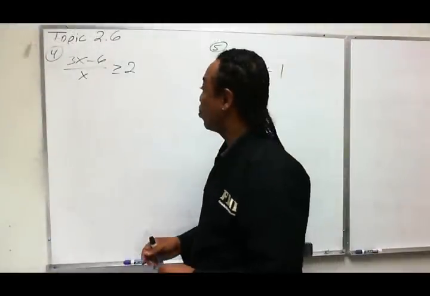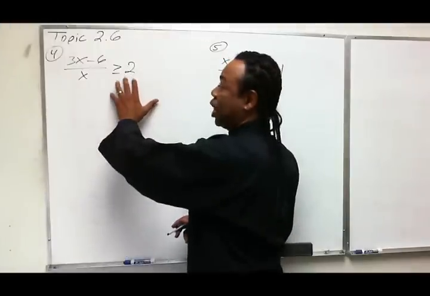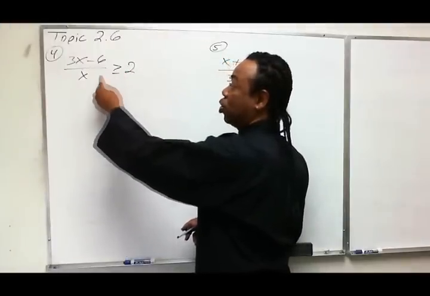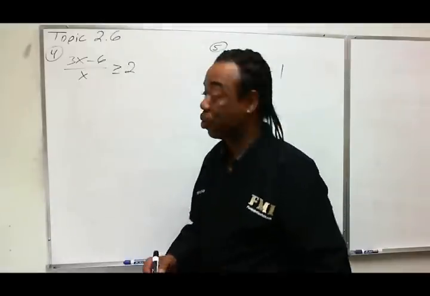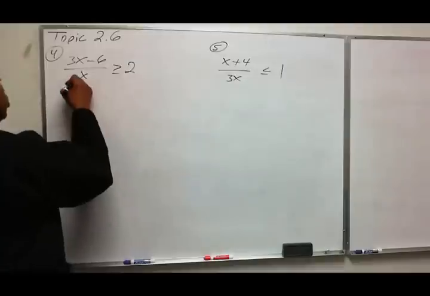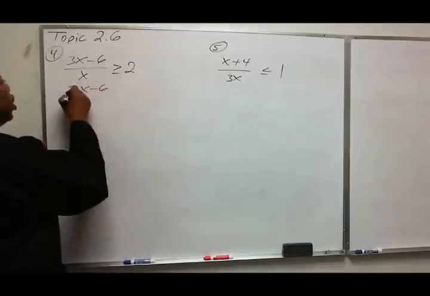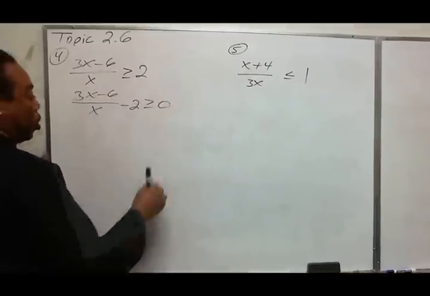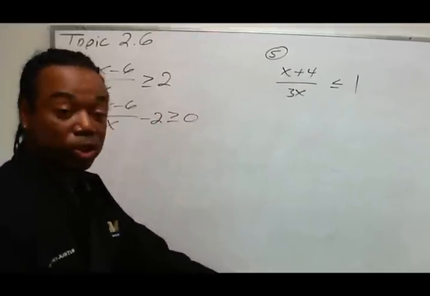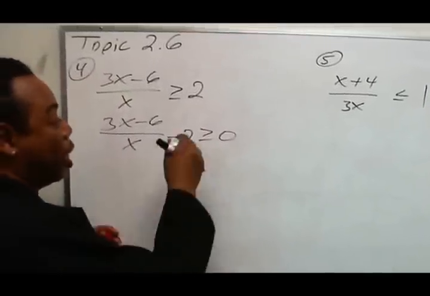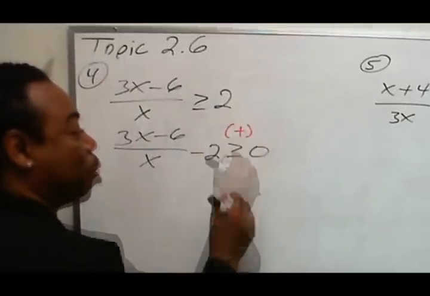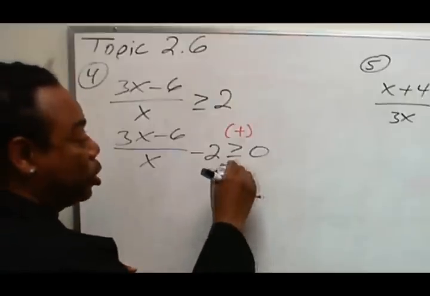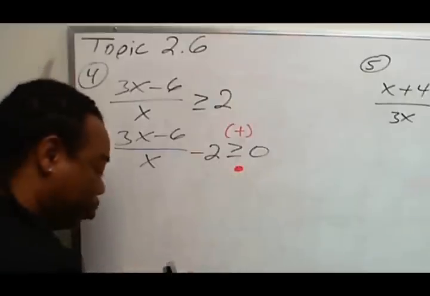Now for number 4. Number 4 has not been set equal to 0, so we're going to pull the 2 to the other side so that it is set equal to 0. So we have 3x minus 6 all over x minus 2 greater than or equal to 0. And now that we have the greater than or equal to 0, we know that we're now looking for positive parts. And here, this will be a solid because there's an equal.